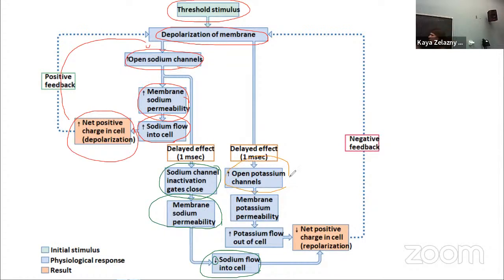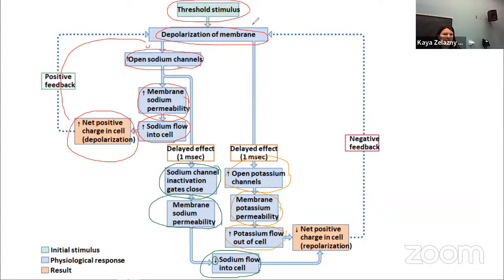And the force on potassium is in the opposite direction from sodium, right? So potassium wants to leave the cell. That's the direction for its electrochemical driving force. So when we open these potassium channels, when we increase the permeability of the membrane to potassium, it flows out of the cell. So potassium wanted to get out of the cell, now it can flow out of the cell more. Okay, so flowing out of the cell.